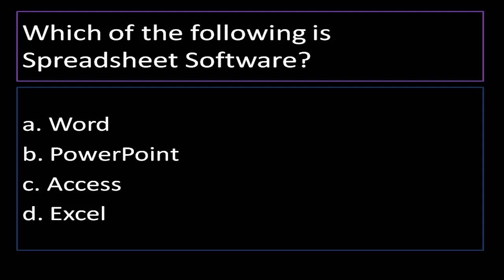Which of the following is spreadsheet software? Option A, Word. Option B, PowerPoint. Option C, Access. Option D, Excel. And the right answer is option D, Excel.